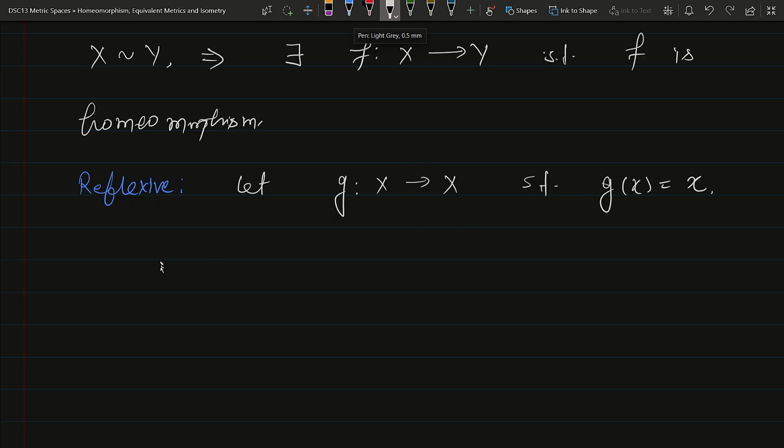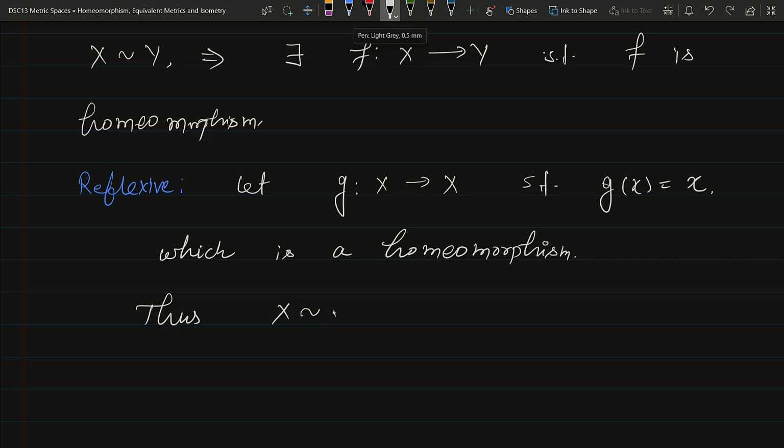Okay, so first you can say X is homeomorphic to X. So this is about reflexive.